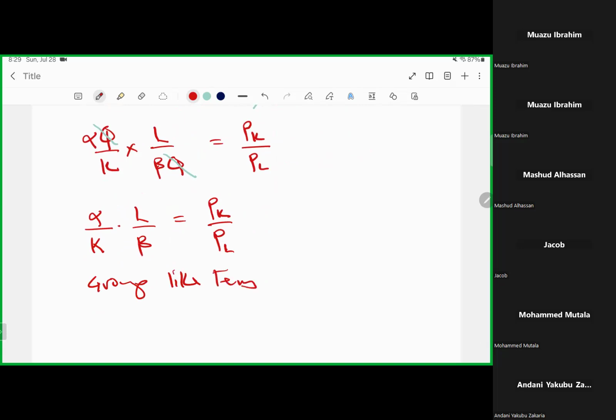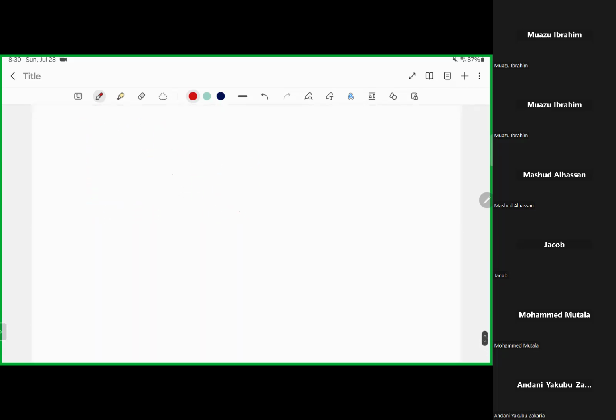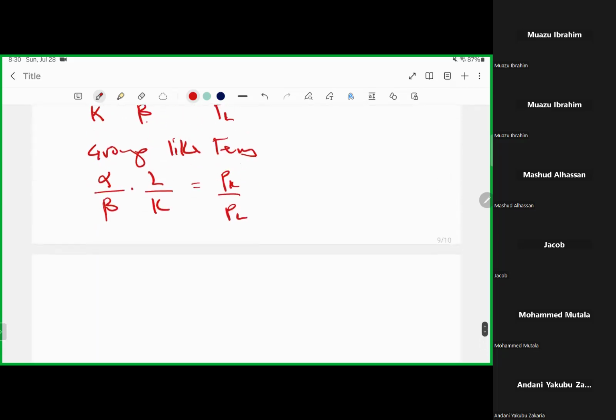When you group like terms, what will you have? Remember, we have alpha over beta. Grouping like terms means bringing the input elasticities on one side and the inputs on the other side. Dot L over K, which is the same thing as PK over PL.